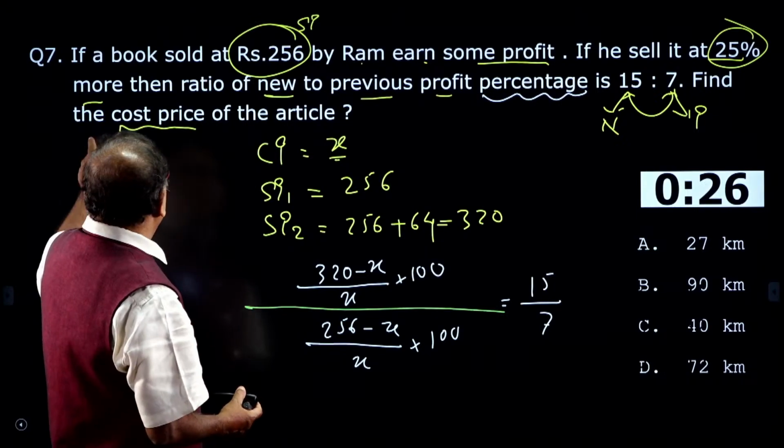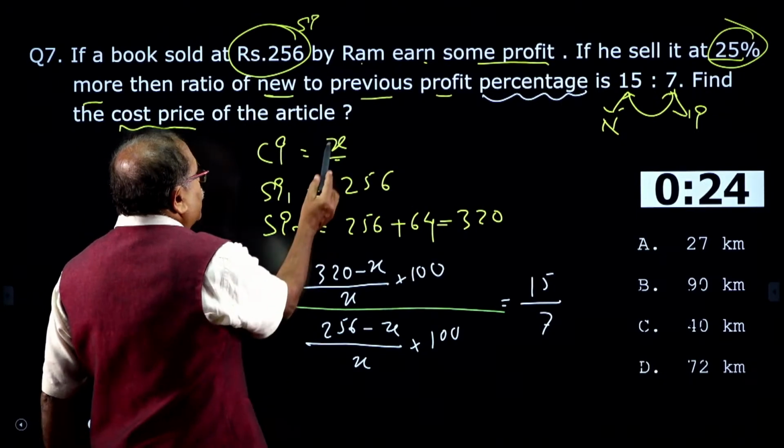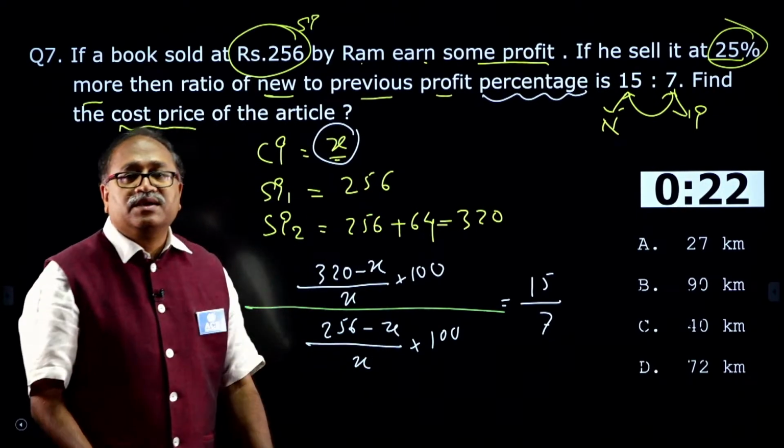You are asked to find out the cost price of the article. We have assumed that the cost price of the article is X.